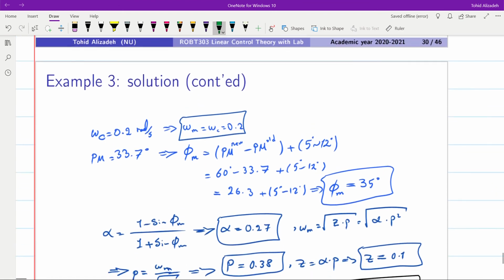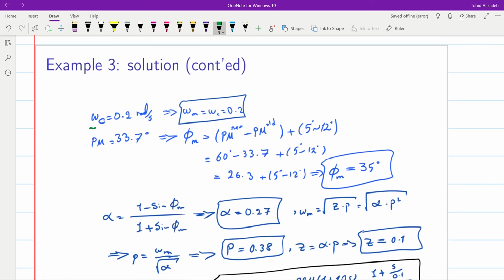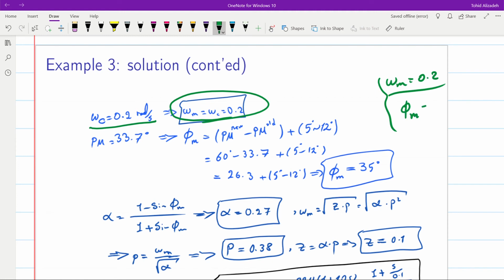So we know that omega c is equal to 0.2, that's the desired crossover frequency. We keep omega m of the controller equal to that value. So we have omega m. Then we need to determine the phi m, how much phase we need to inject, how much positive phase we need to inject to the system.